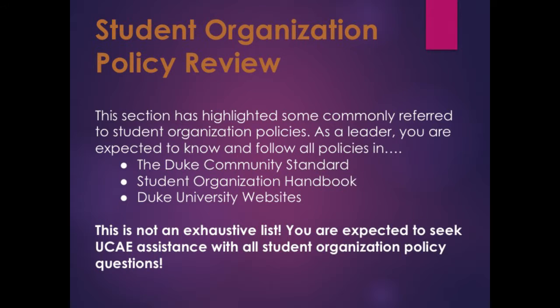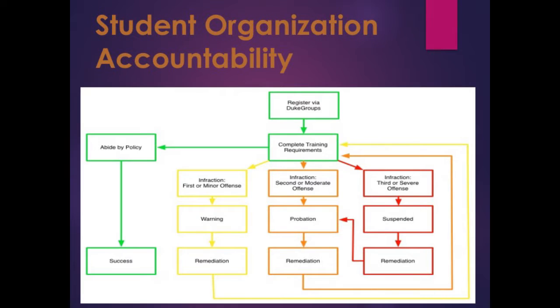As a leader, you are expected to know and follow all policies in the Duke Community Standard, Student Organization Handbook, and university websites. If you have any questions about policy, contact UCAE for assistance. Leadership is a contribution. Your student organization is accountable for positively contributing to the Duke community. Student organizations who do not maintain a basic compliance with university requirements or fail to abide by Duke policies are subject to consequences, including but not limited to loss of privileges.